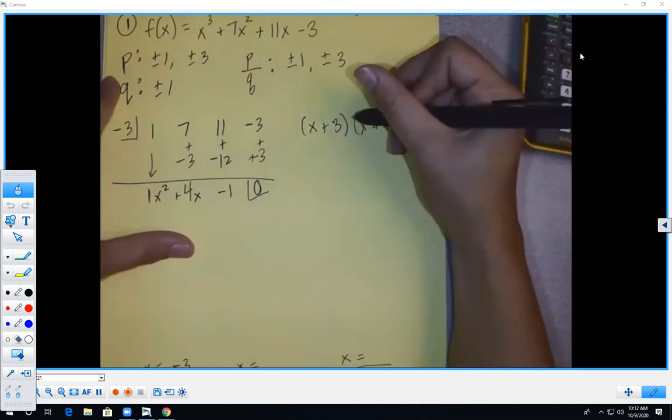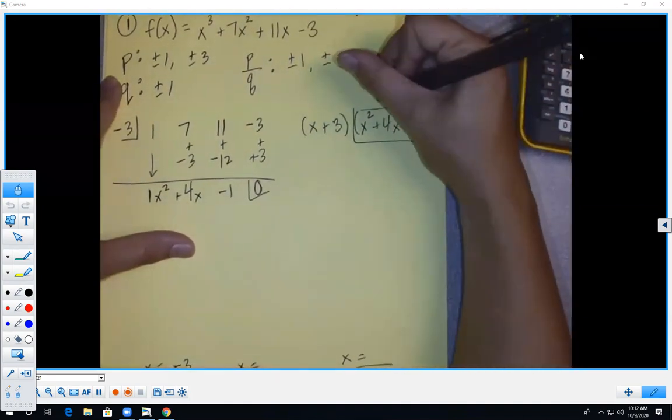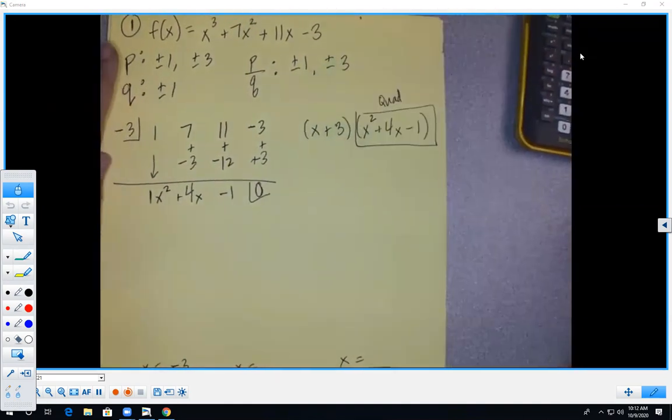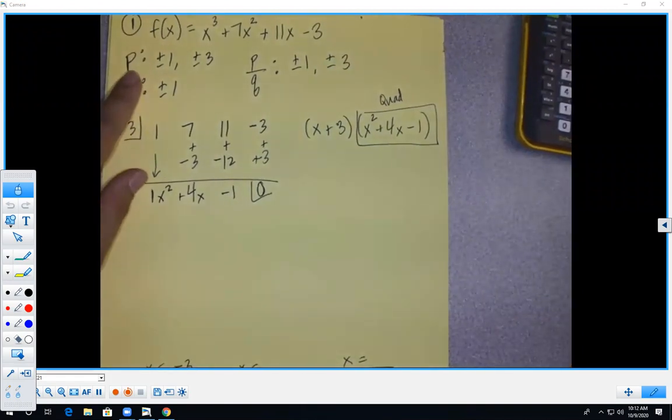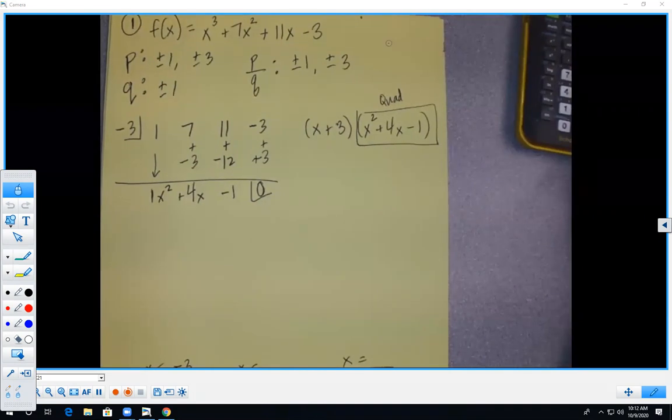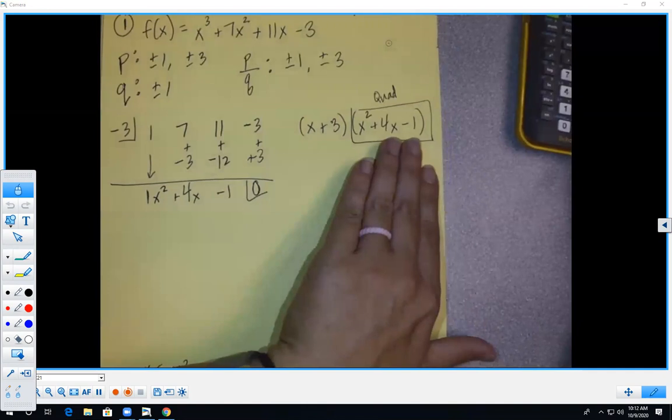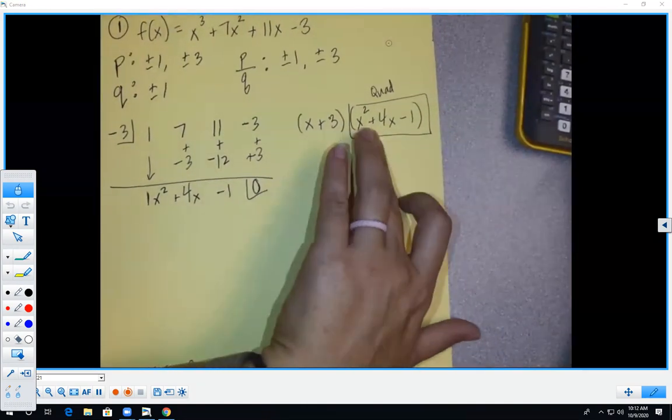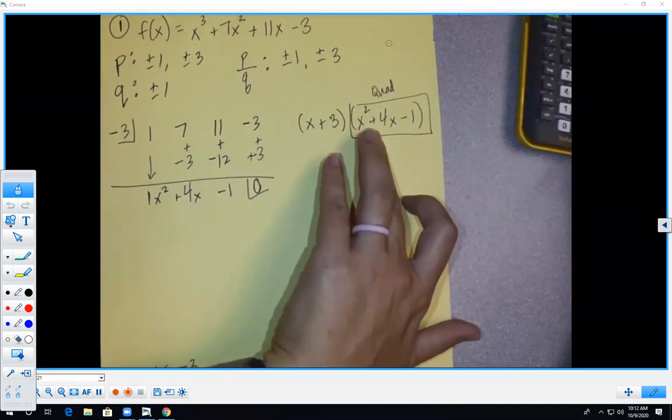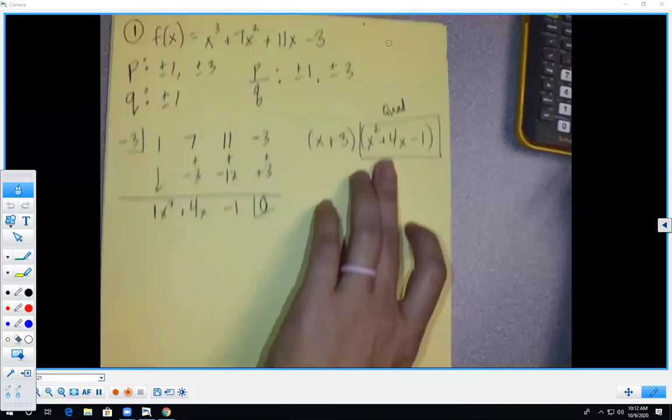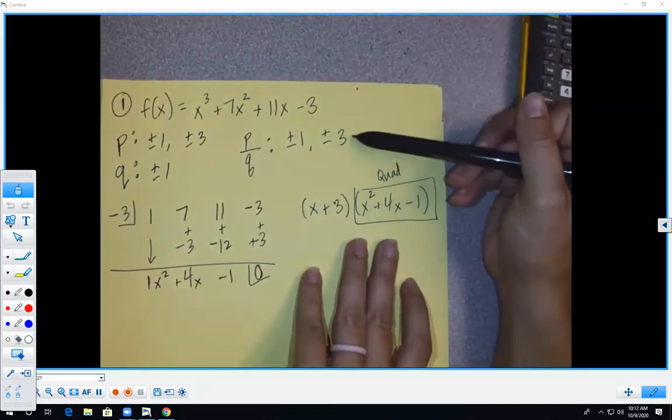And then now this is a quadratic. I can solve a quadratic by either factoring or using the quadratic formula. Let's see if it factors first, because that's the fastest way to do it. Does this one factor? Do 2 things multiply to get -1 and add to get 4? No. So this one does not factor. That's the reason why I don't have rational solutions here.